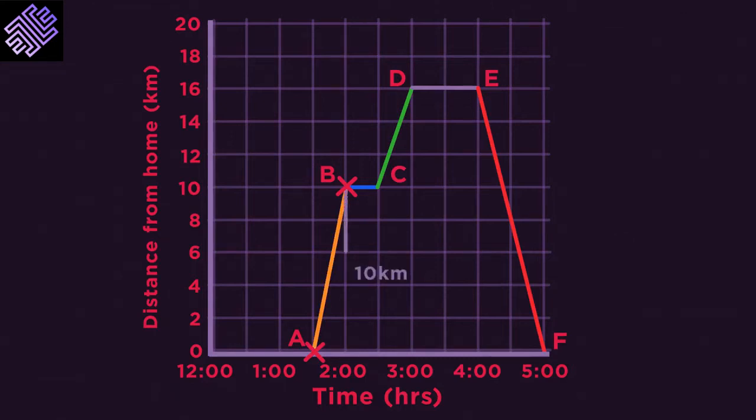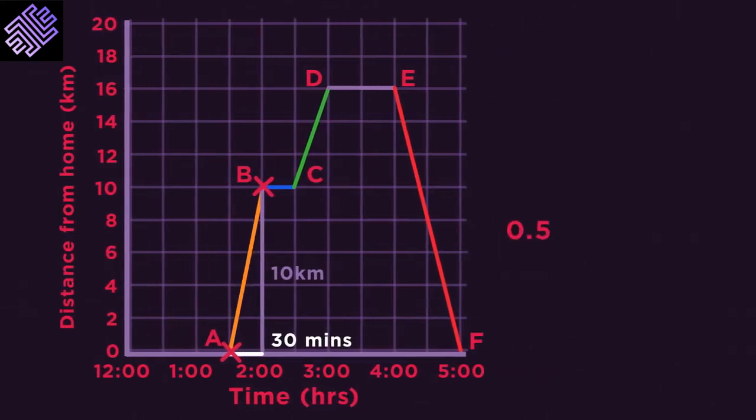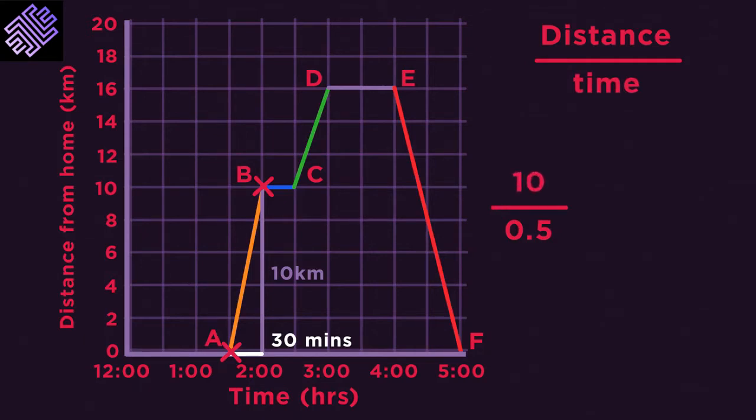We can see the change in distance is 10 kilometers and the change in time is 30 minutes. 30 minutes is same as 0.5 hours. To find speed, we divide distance by time. So we divide 10 by 0.5. This gives a speed of 20 kilometers per hour.